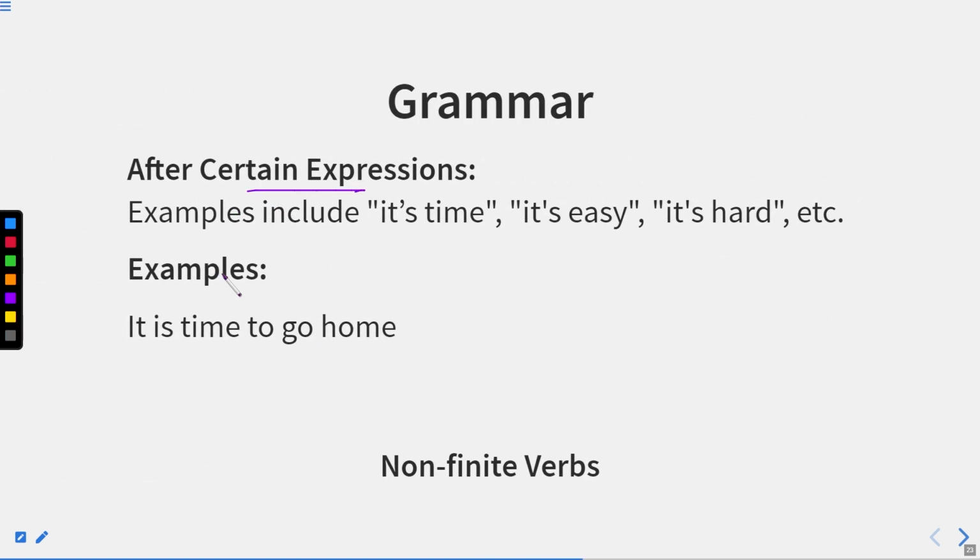After certain expressions, examples include it is time, it is easy, it is hard. So, these expressions can be followed by to plus verb 1. For example, it is time to go home. It is easy to talk with anyone. It is hard to leave. It is easy to start. It is hard to end. So this is the proverb you must have heard. So it is time to go. It is time to learn. It is time to sleep. We can use to plus verb 1 after these expressions. Now let us move to the next one.